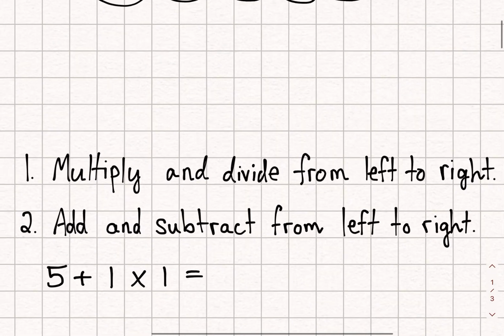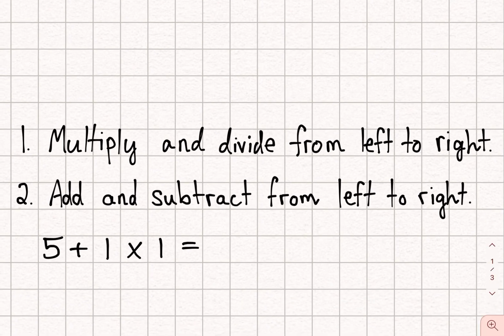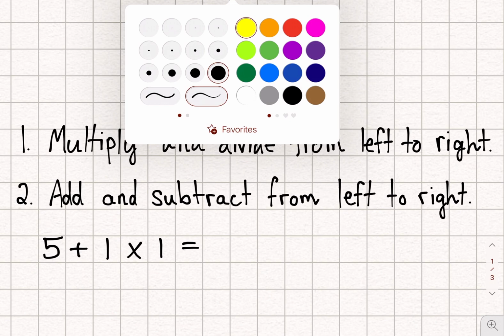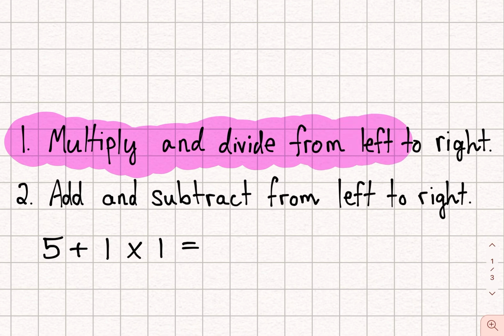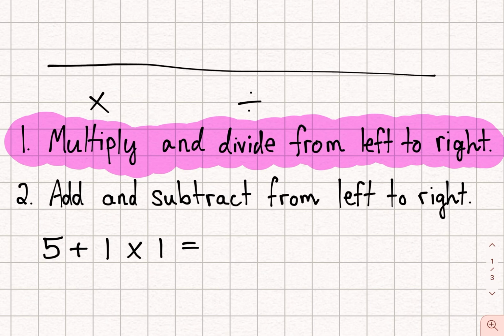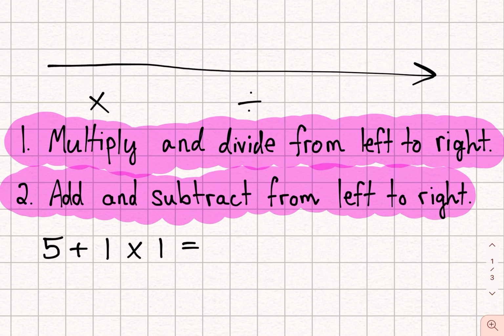So we have a couple rules here that we use to solve math problems, and rule number 1 is multiply and divide from left to right. Make sure to write that down. Multiply and divide from left to right. So we multiply and divide first. Number 1, multiply and divide. And notice we're going from left to right in this direction. The second rule is add and subtract from left to right. So first we multiply and divide, then we add and subtract. Make sure you have that written down in your math notebook.